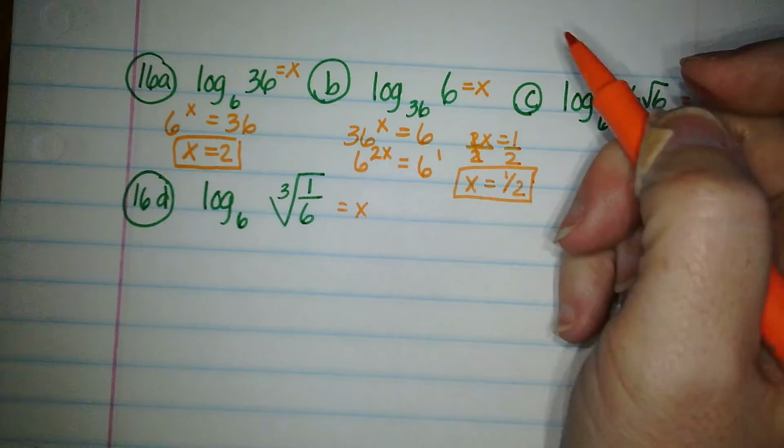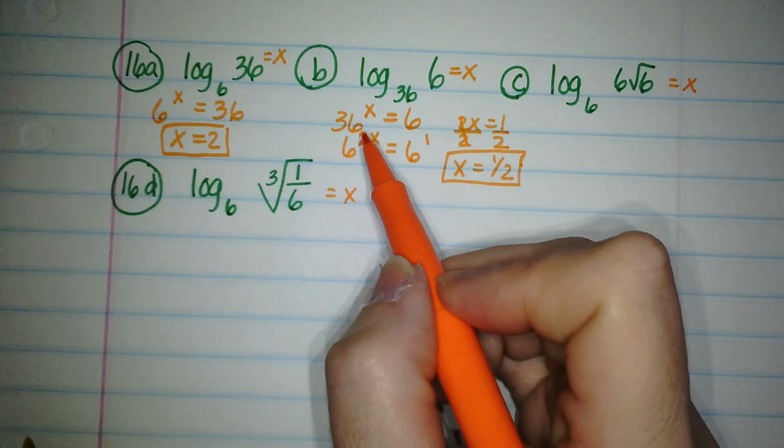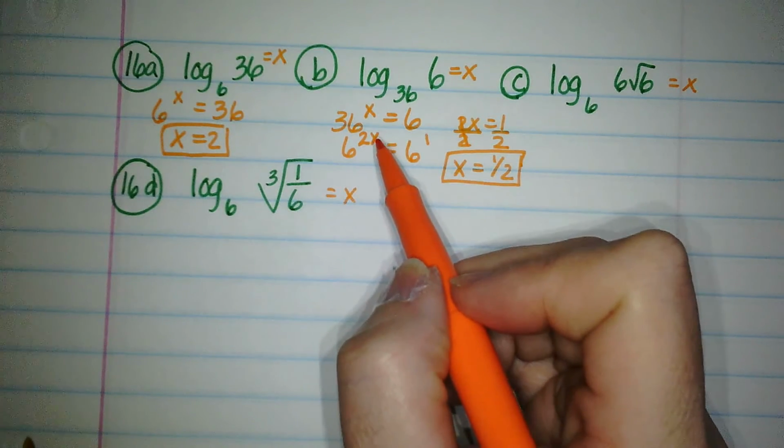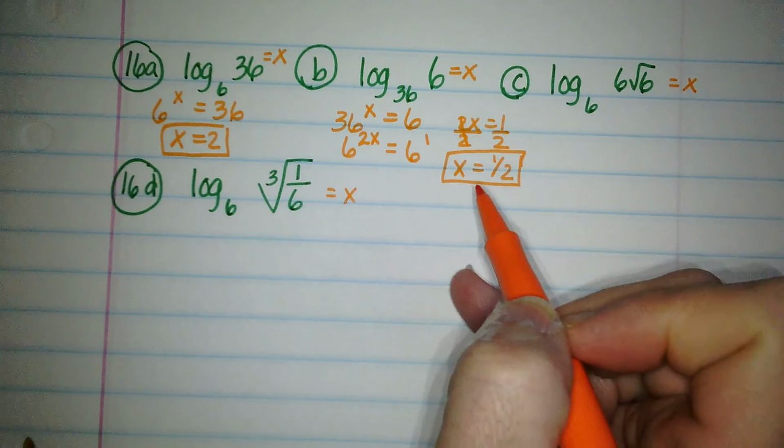Okay, recap. These need a common base. This is 6 squared. 6 squared times x. That's 2x. This is 6 to the first. Set our exponents equal to each other. Solve for x.